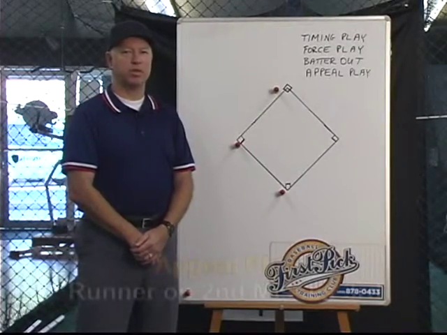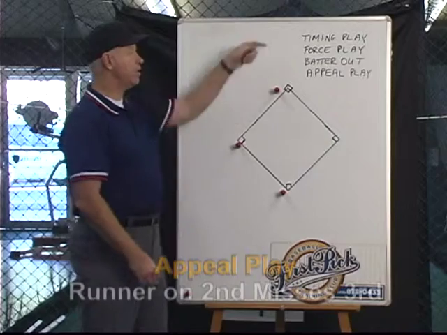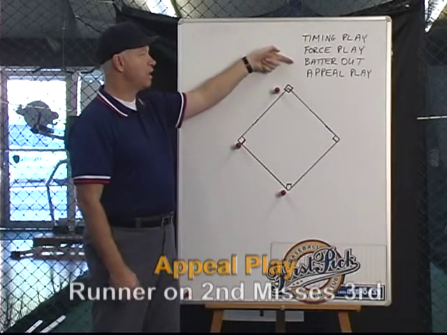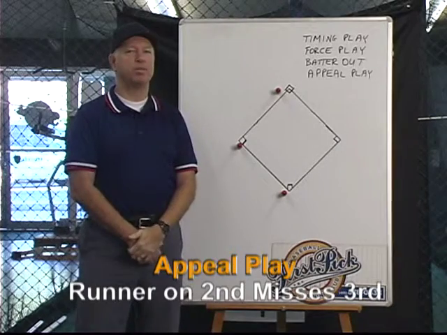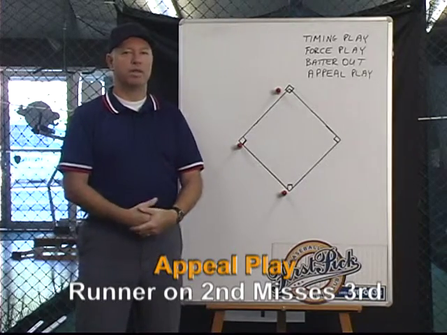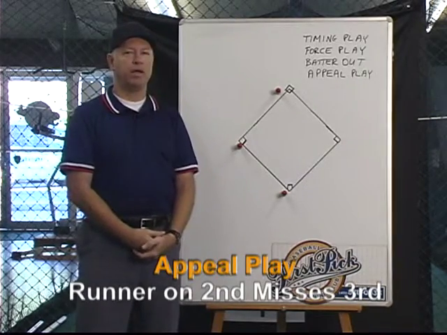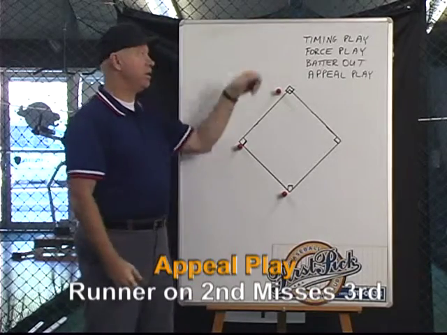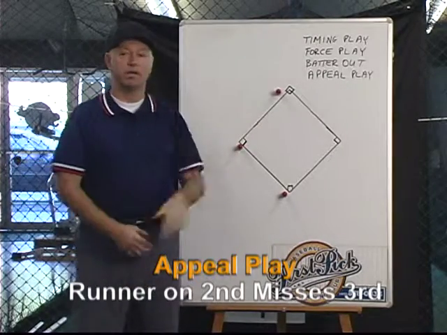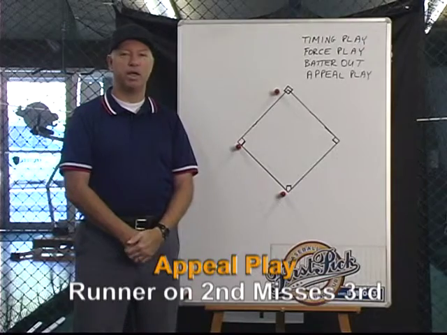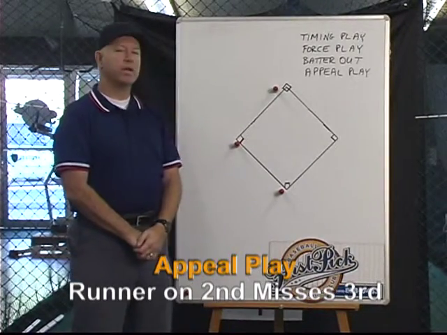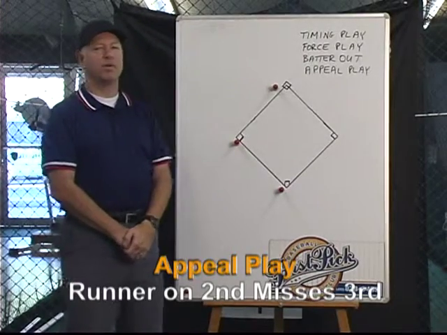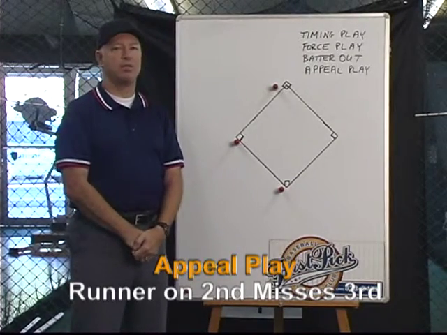Now that we've established that the third out can be the result of either a timing play, a force play, or the batter out before he reaches first, we get into the complicated situations where there could be an appeal play, and the result of that appeal could be any one of those three things. And you have to decide which one it is before you can decide if the run scores or not. So we're going to have an example here of an appeal play that is also a timing play.